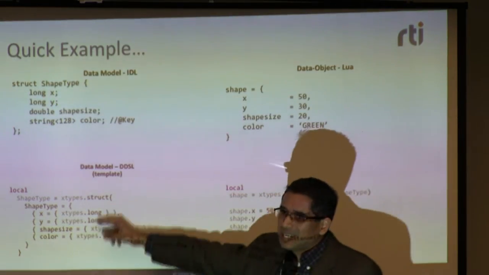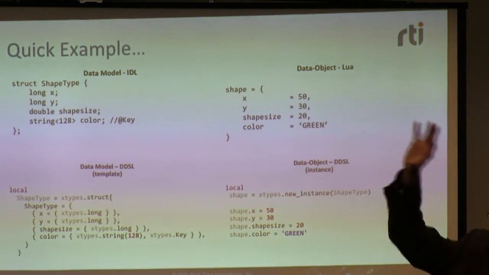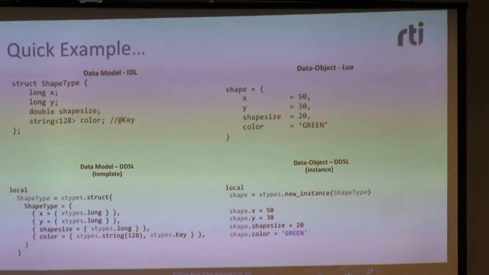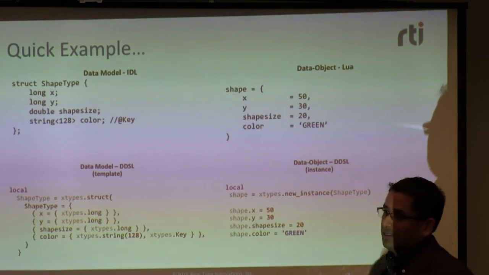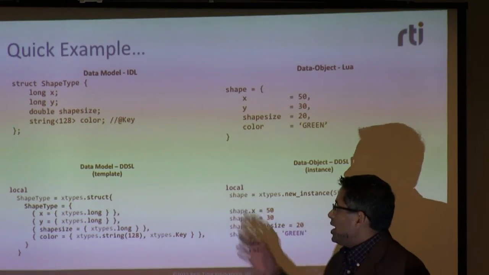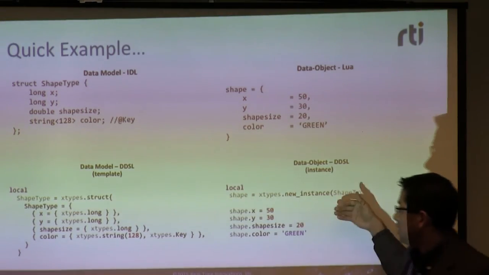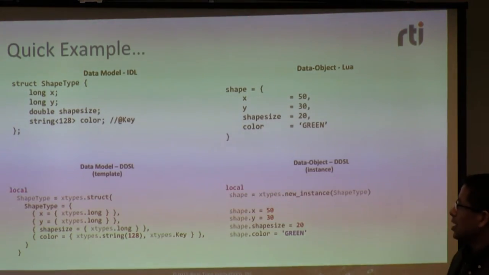And note that these data types, like X types are long, refer to an X type data type in the X type specification. Right? So it's not the Lua primitive types. These are primitive types defined in your modeling system. So you have a modeling language, you have a modeling paradigm, and in that, those are the data types we're defining and annotating and keeping in sync.